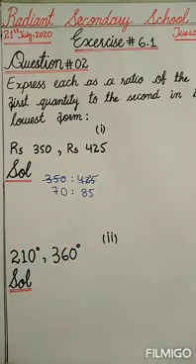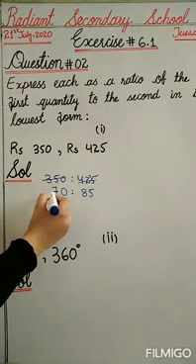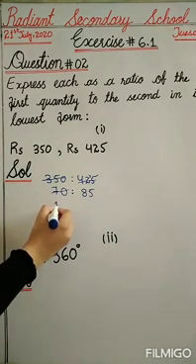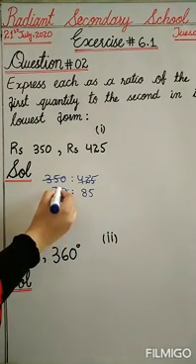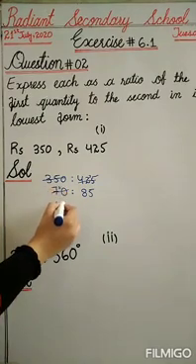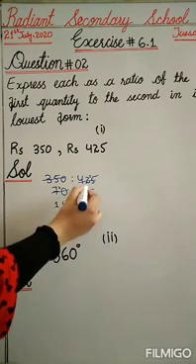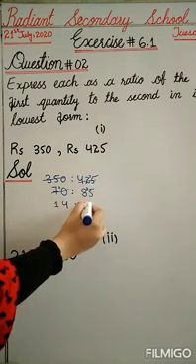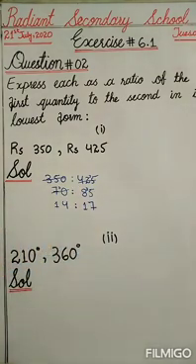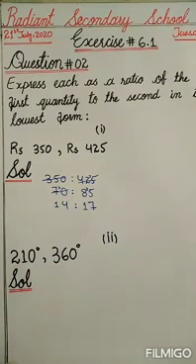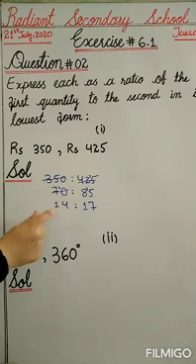Now again do the cutting with the table of 5 on both sides. 5 1s are 5, 2 will become carry, and 5 4s are 20. In the same way, 5 1s are 5 and 5 7s are 35. This 14 ratio 17 is the lowest form of the given part.